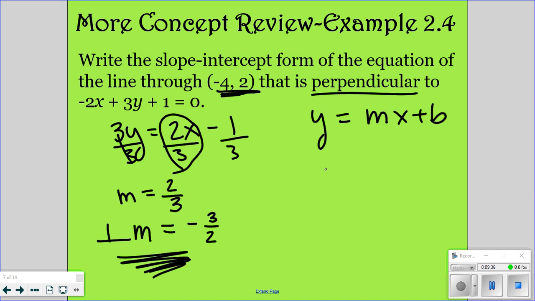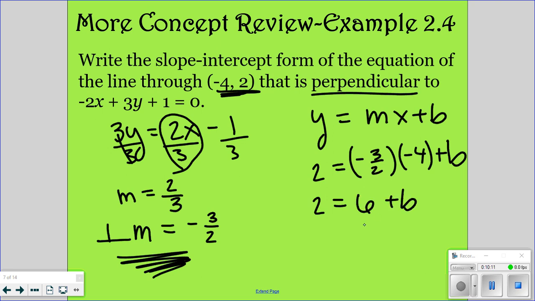y equals mx plus b. Our y is 2. Our m is negative 3 over 2. Our x is negative 4. And we need to figure out our b. If you don't like this method, you are welcome to use whatever method you used in your other math classes. Plugging it into the point-slope form is perfectly fine with me. You'll get the same thing. So 2 equals negative times a negative is a positive, 3 times 4, 12 over 2 is 6, plus b. And so b would equal negative 4.